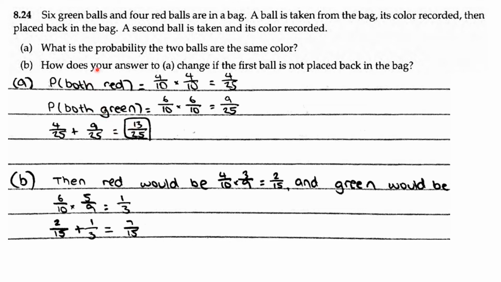And B, how does your answer to A change if the first ball is not placed back in the bag? So then red would be 4 over 10 times 3 over 9, since there are 3 red balls left and 9 total balls left, which is 2 over 15. And green would be 6 over 10 times 5 over 9, since there are 5 green balls left out of 9 total balls, which is 1 over 3. So then the probability is 2 over 15 plus 1 over 3, which is 7 over 15.